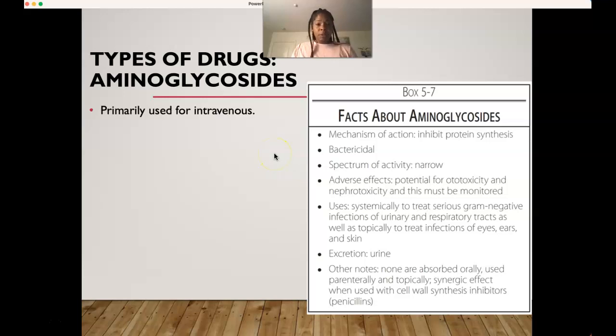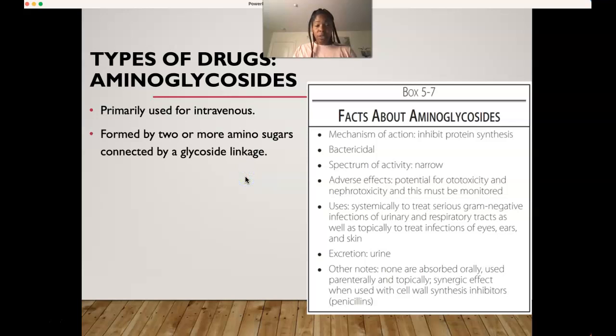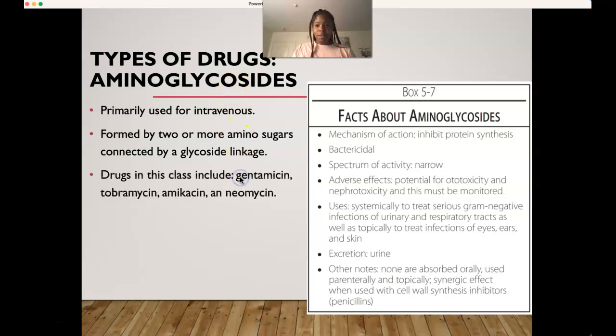So the aminoglycosides are most often used intravenously. So we have maybe an acute systemic bacterial infection and we need to treat it right away. This is going to be the drug of choice. Most of these are formed by two or more amino sugars connected by a glycoside linkage, hence the name aminoglycosides. That's kind of how they're formed together. And then the drugs in this class include the gentamicins, the tobramycins, the neomycins, etc.